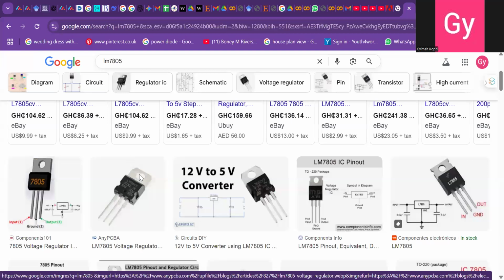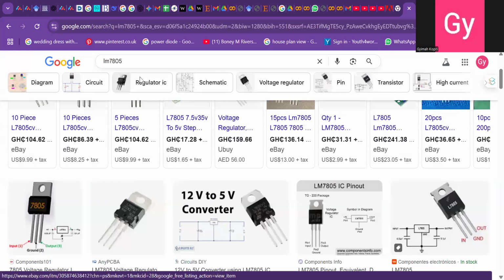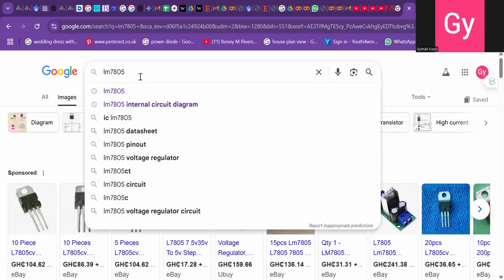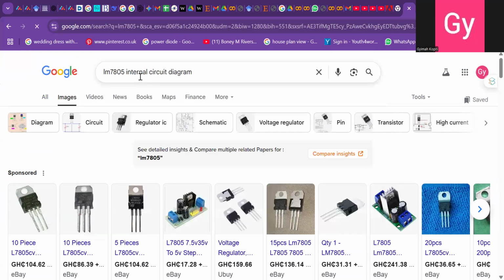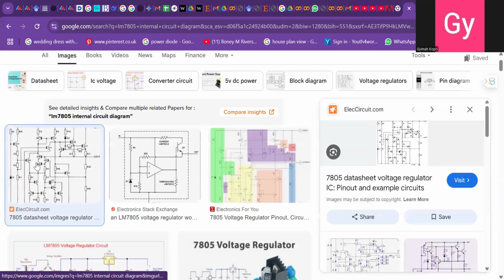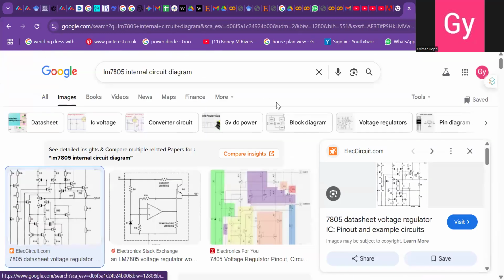So if I show you the circuit diagram, you see. So let's just add the internal circuit. So this is the internal circuit diagram. It's very big, very big. That comes together to make that small thing that you are seeing. All right. So let me stop sharing this screen.